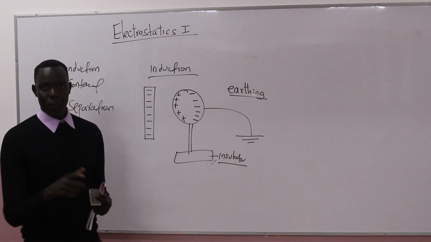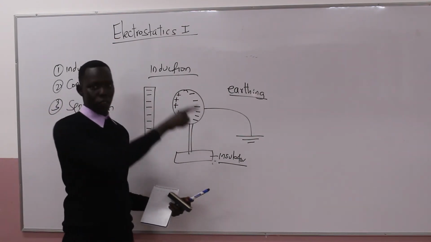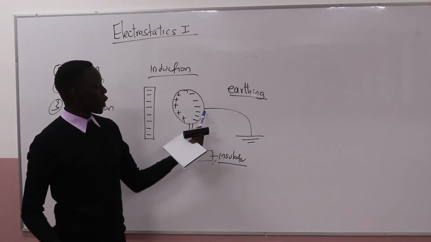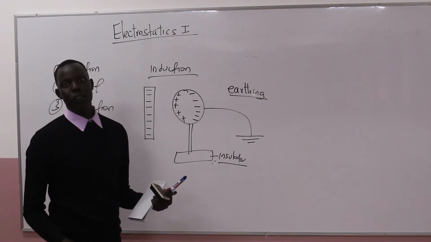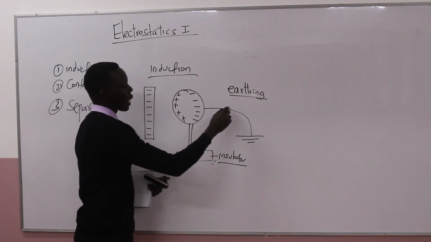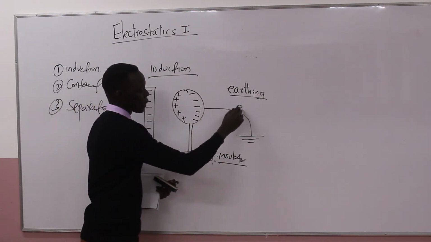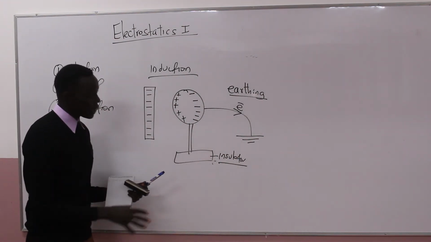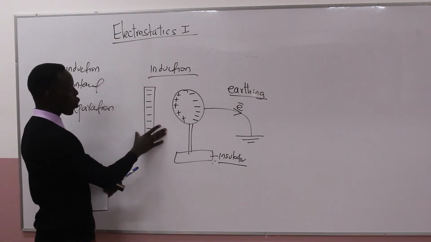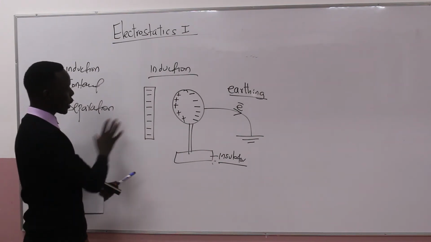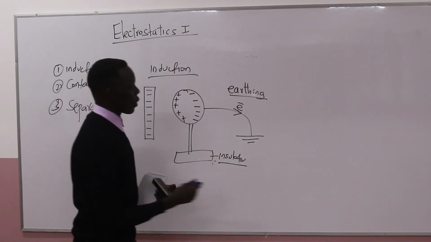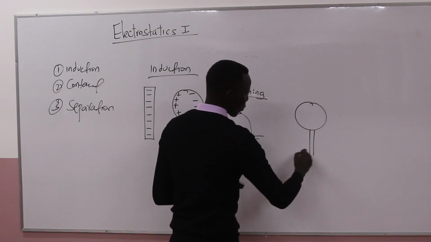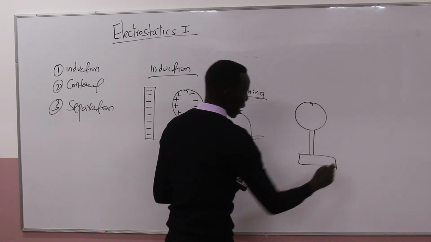During earthing, the electrons can flow to the earth or from the earth. Now in this case, because you are touching a place where we have electrons, it is the electrons that will flow to the earth. And after touching, you are allowed to withdraw the charging rod. When you withdraw the charging rod, our final charge will be like this.